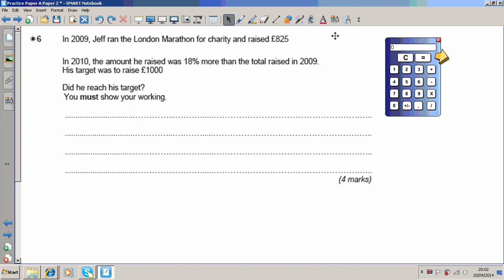Next one then, number 6. Straight away you notice the star going on there, so we need to be clear about our working out. In 2009, Jeff ran the London Marathon and raised £825. In 2010, he raised 18% more. Then in 2009, his target was to raise 1,000. Did he reach his target? You must show your working.